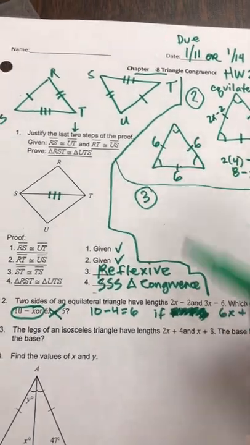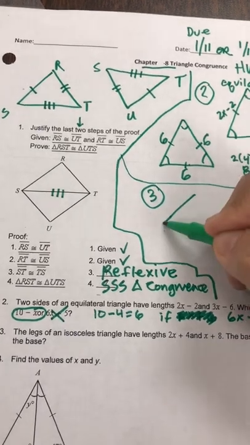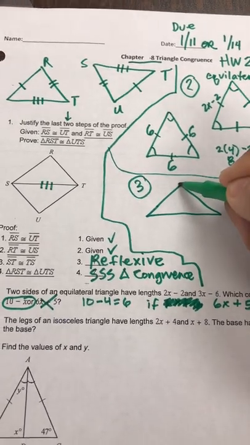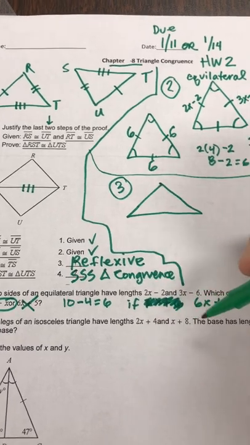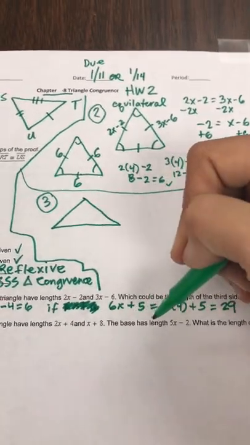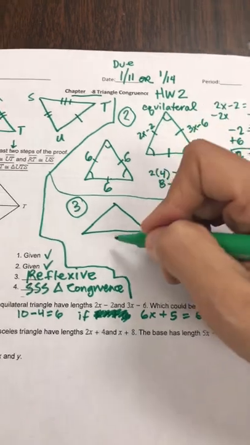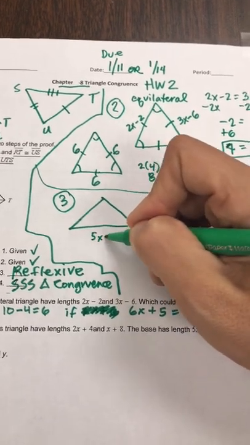Okay, so I've got to draw my shape here. An isosceles triangle. The legs have lengths 2x plus 4 and x plus 5. The base has a length of 5x plus 3. Okay, so we don't really have to add this one yet.